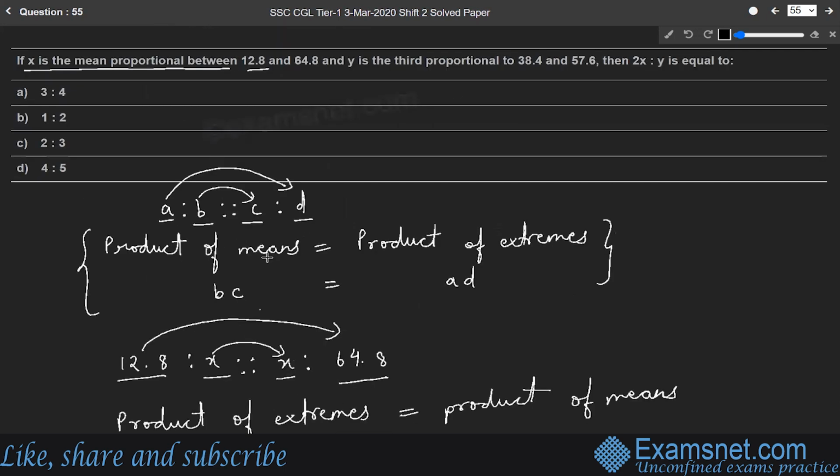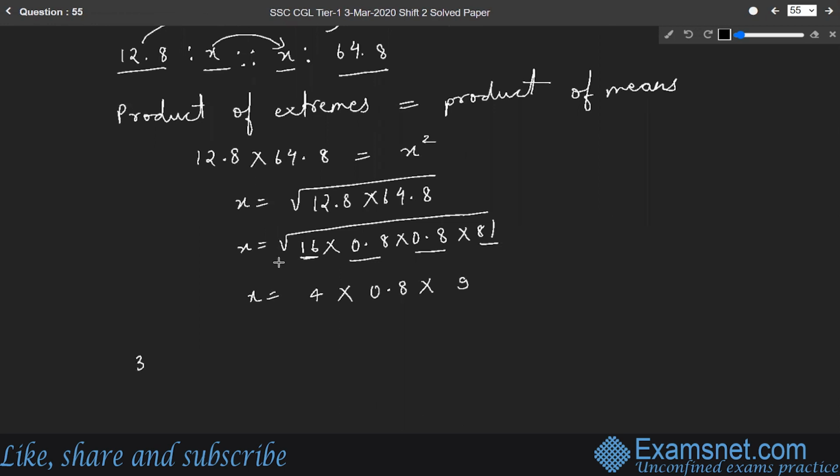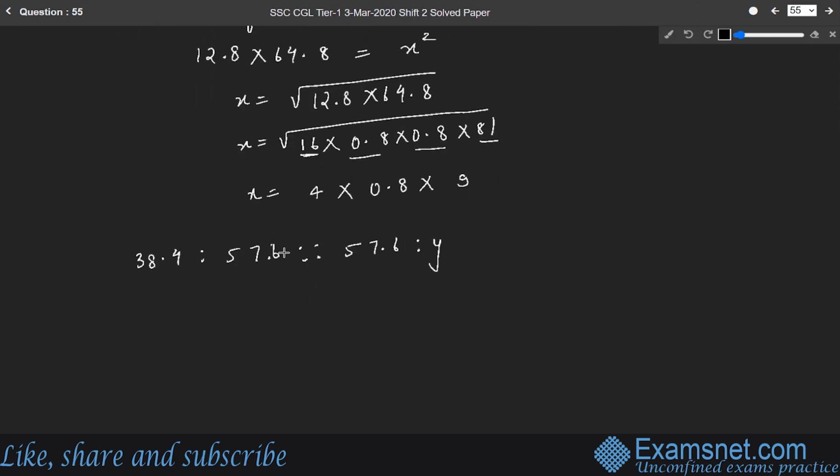Now, one more thing is given in the question that Y is the third proportional to 38.4 and 57.6. All right. So according to this condition, we will have 38.4 ratio 57.6 proportional to 57.6 ratio Y. Because it is given that Y is the third proportional to 38.4 and 57.6.